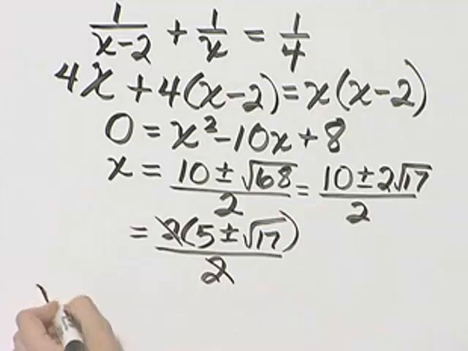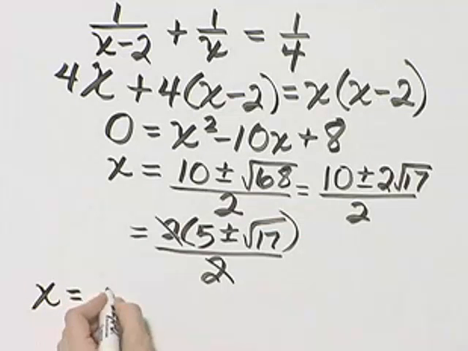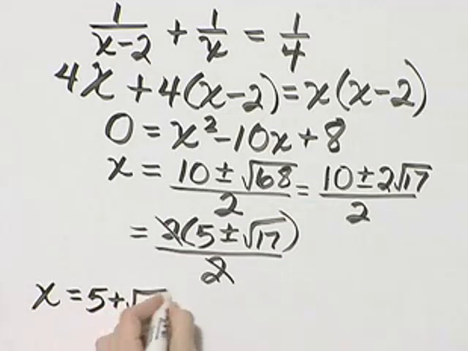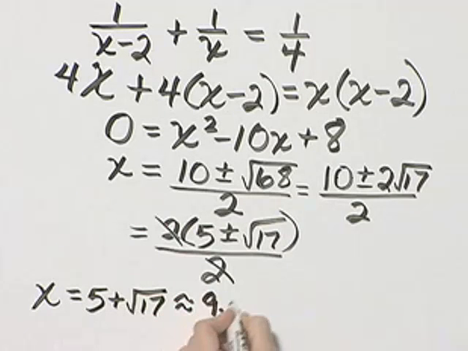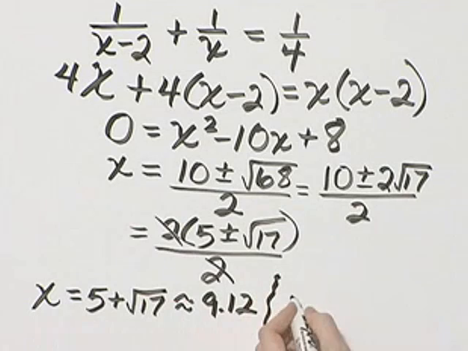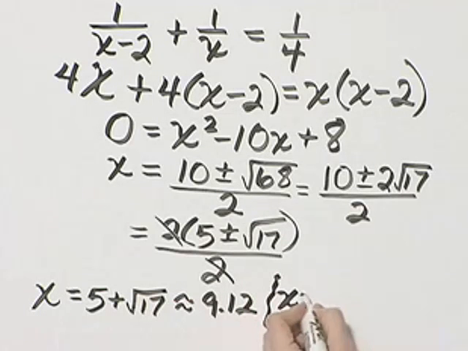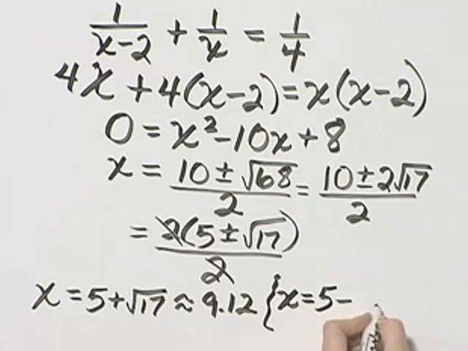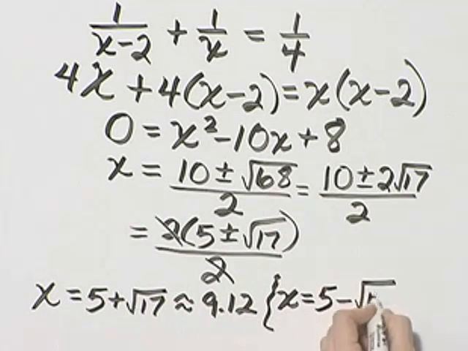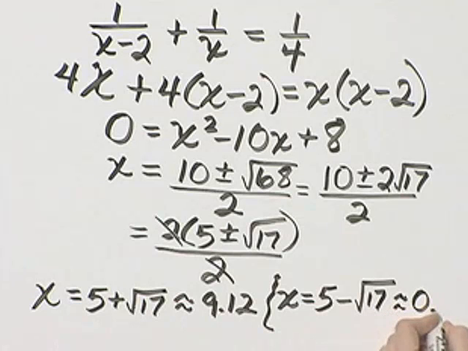If I look at X is equal to 5 plus the square root of 17, that is approximately 9 and 1/8 hours. At the same time, let's look at 5 minus the square root of 17, and 5 minus the square root of 17 is approximately 0.88 of an hour.